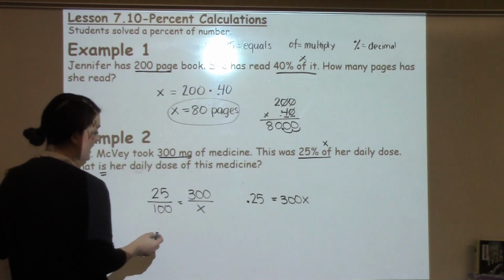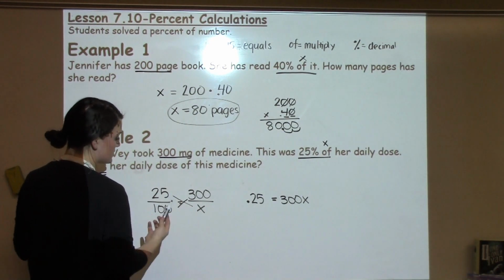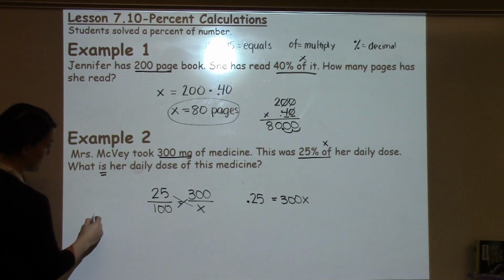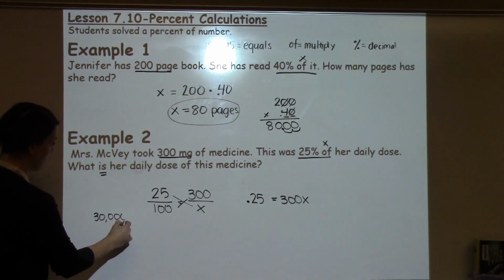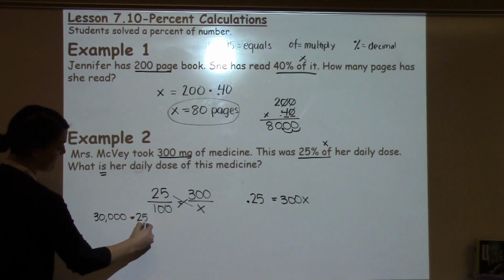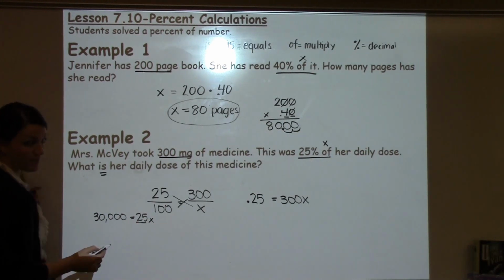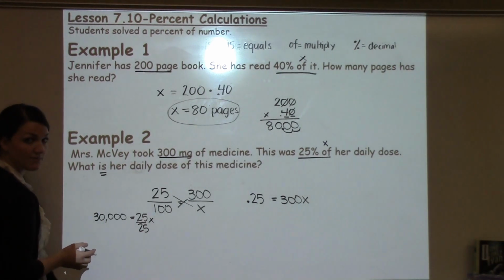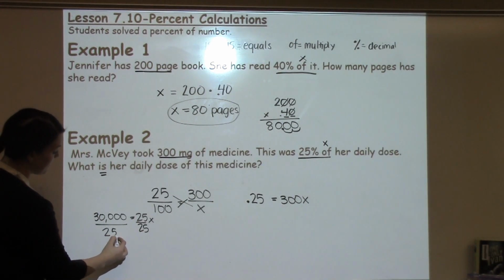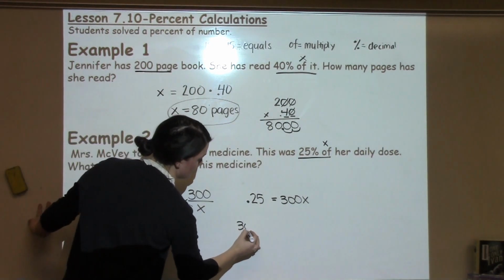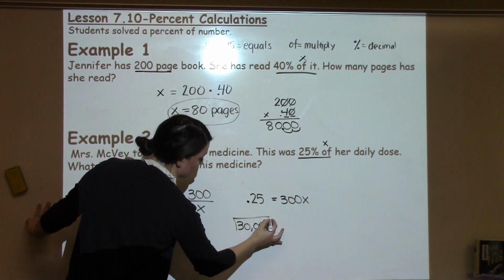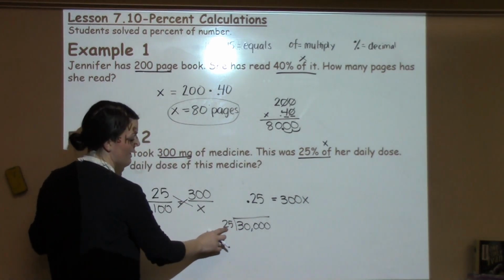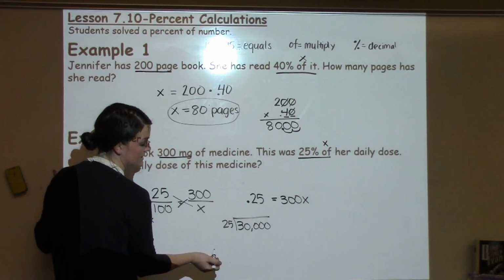So here I'm going to go ahead and cross multiply, just because that's the one that I'm choosing to work with. So I'm going to take 300 times 100, which would be 30,000, and then equals 25x. So now to isolate the variable, I just need to divide by 25. So I'm going to take 25 divided by 25 and 30,000 divided by 25 to help me solve my problem. Now, I don't get to take any zeros off here because I don't have any zeros on the outside number, so I have to leave it just as it is.